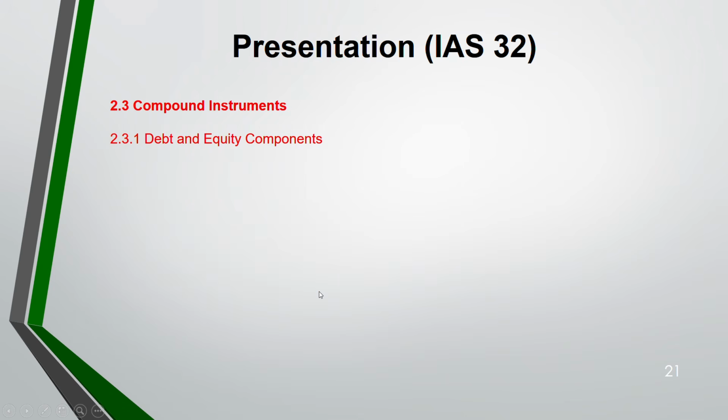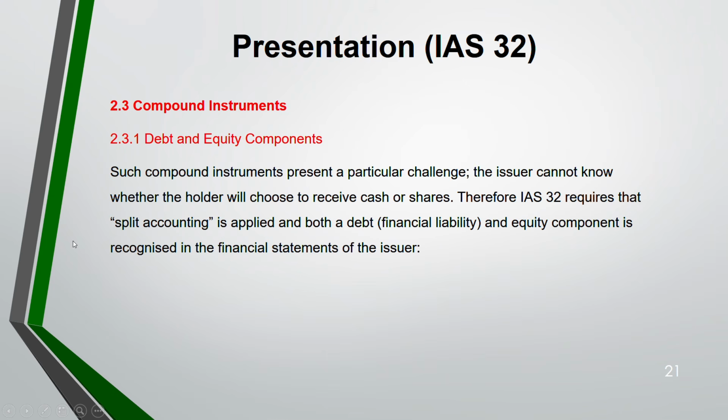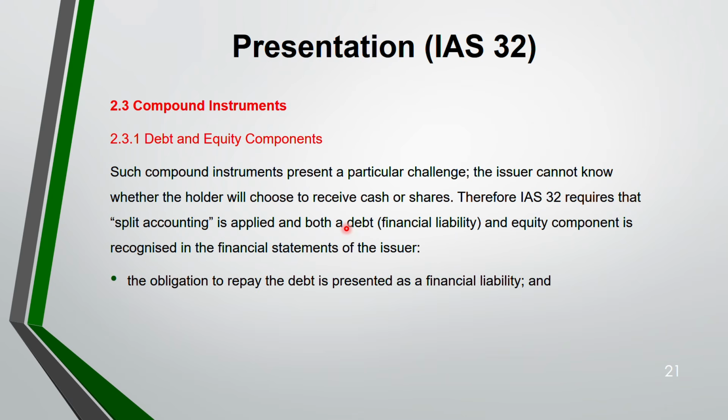Okay? Even in SBR also, compound instruments are there. So now, such a compound instrument is giving a challenge. Why? Because the issuer cannot know whether the holder will choose to receive cash or shares. So IAS 32, what does it do? You have to do split accounting. Okay, you have to recognize both debt and equity. That means you have to recognize the financial liability as well as equity. Now, the obligation to repay the debt is financial liability, and the option to convert is equity.